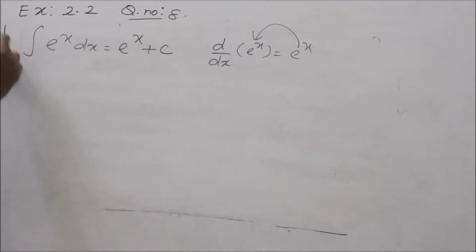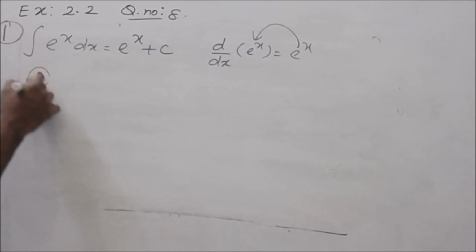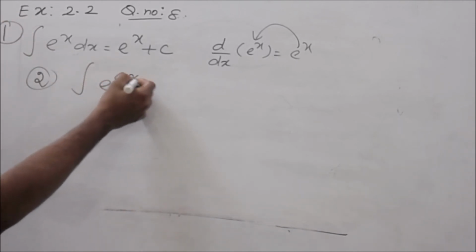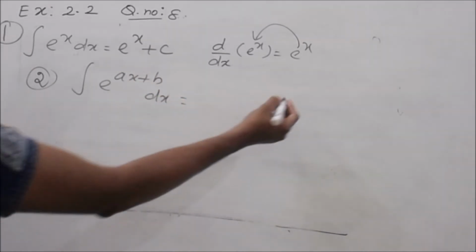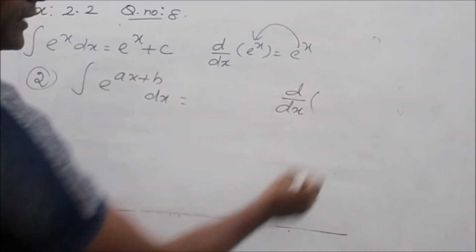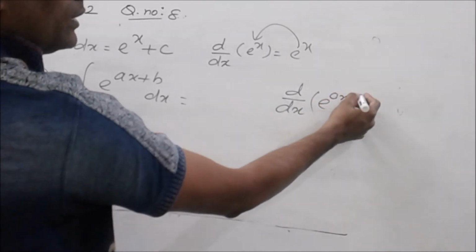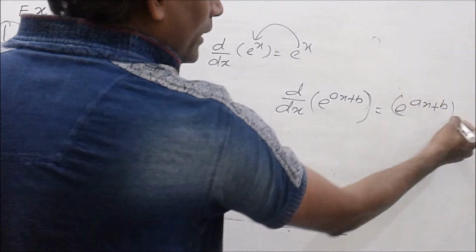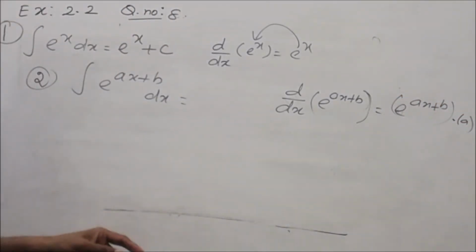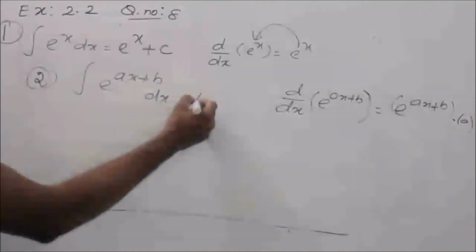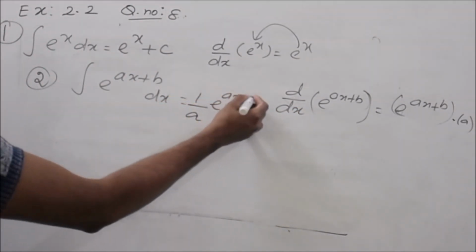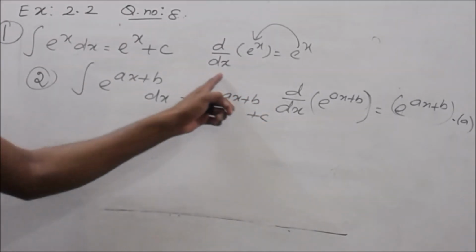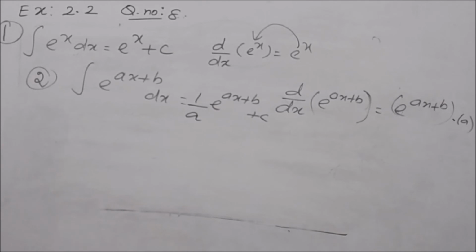And then the second formula, integral e power ax plus b dx. What is the derivative of e power ax plus b? D by dx of e power ax plus b is equal to e power ax plus b into a. Now the a is divided here, so 1 by a e power ax plus b plus c, or e power ax plus b by a plus c, we can apply.